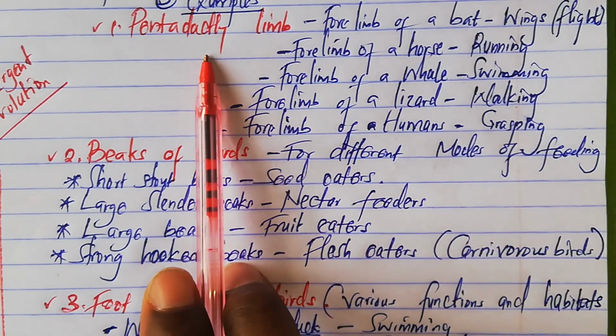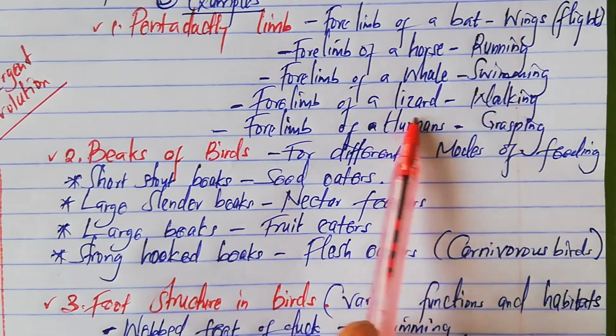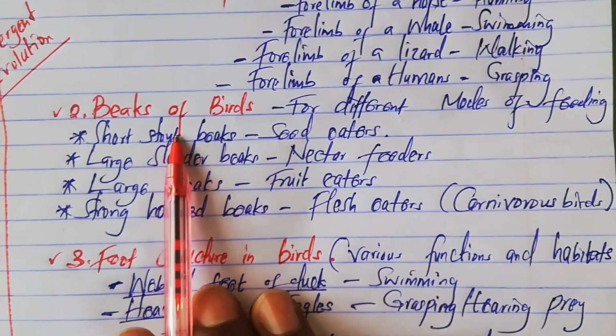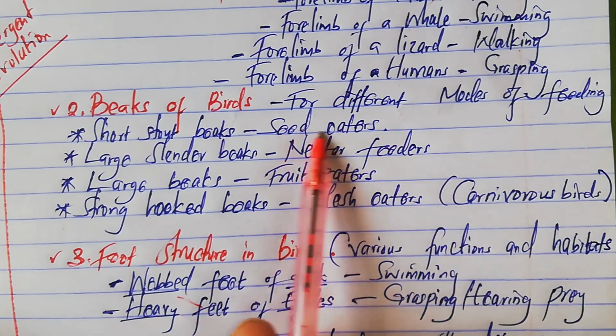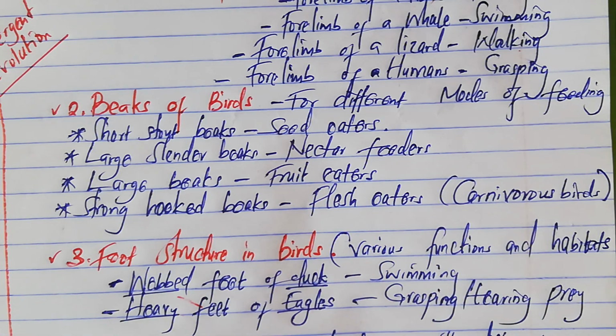The first example was a pentadactyl limb, and we gave an example of forelimb of all these organisms, citing their different functions, in as much as they are from the same embryonic origin, they perform different functions. We've come to the beaks. As much as they are from the same origin, all birds have beaks, and those beaks are from similar or common embryonic origin. But the different modes of feeding make them perform differently.